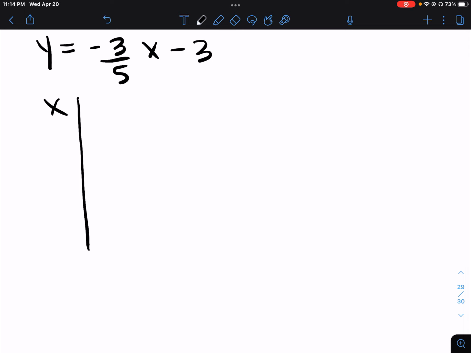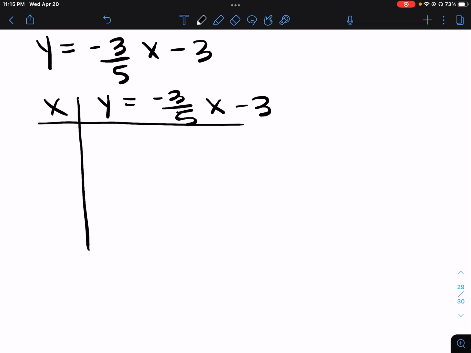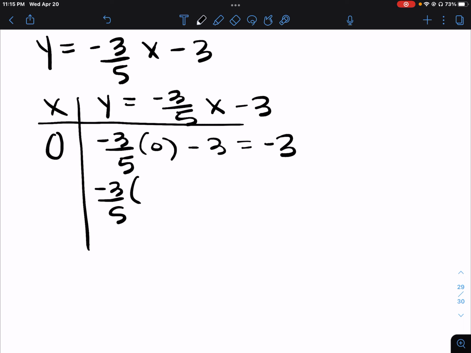The easiest thing to do is just make your 2 points. 0 is always good, because anything times 0 is 0. Now what are we going to plug in for our other one? 1 times a fraction's not very nice. If you plug in the denominator for x, something nice will happen. Those 5s will cancel out. Minus 3 is minus 6.